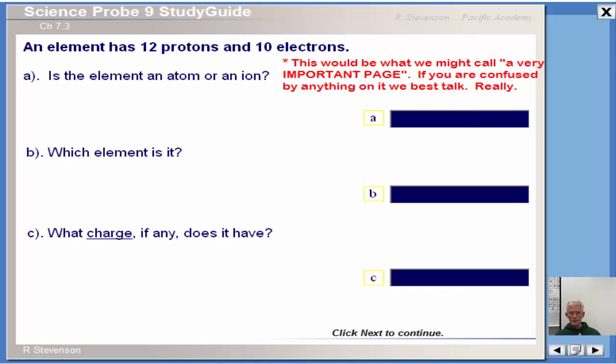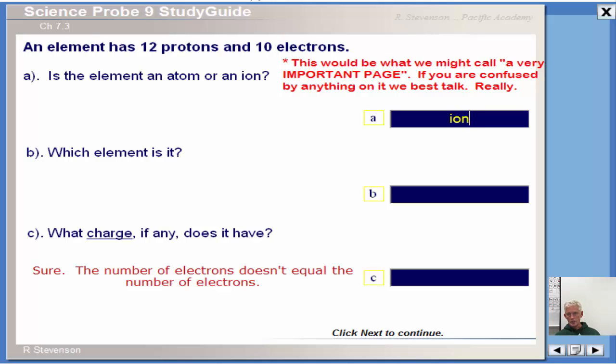Moving right along. An element has 12 protons and 10 electrons. Is the element an ion or an atom? If it has 12 protons and 10 electrons, then it has to be an ion. And the reason is that if it's an atom, the number of protons and the number of electrons are going to be equal. So this is an ion. Notice this lovely little warning. This would be what we might call a very important page. If you're confused by anything on it, we should talk.